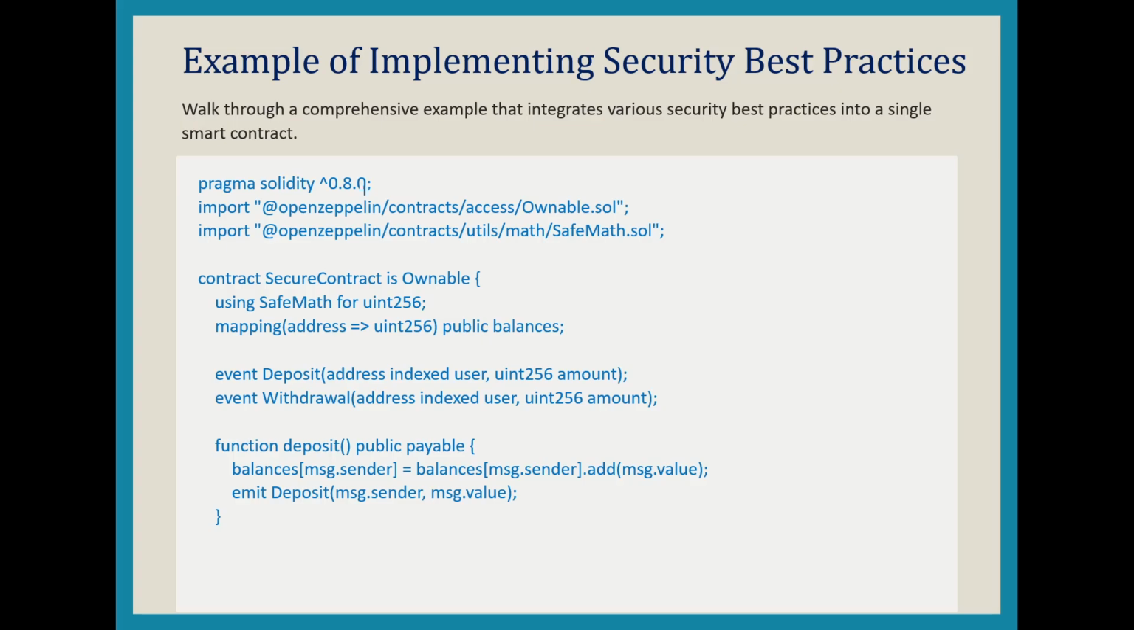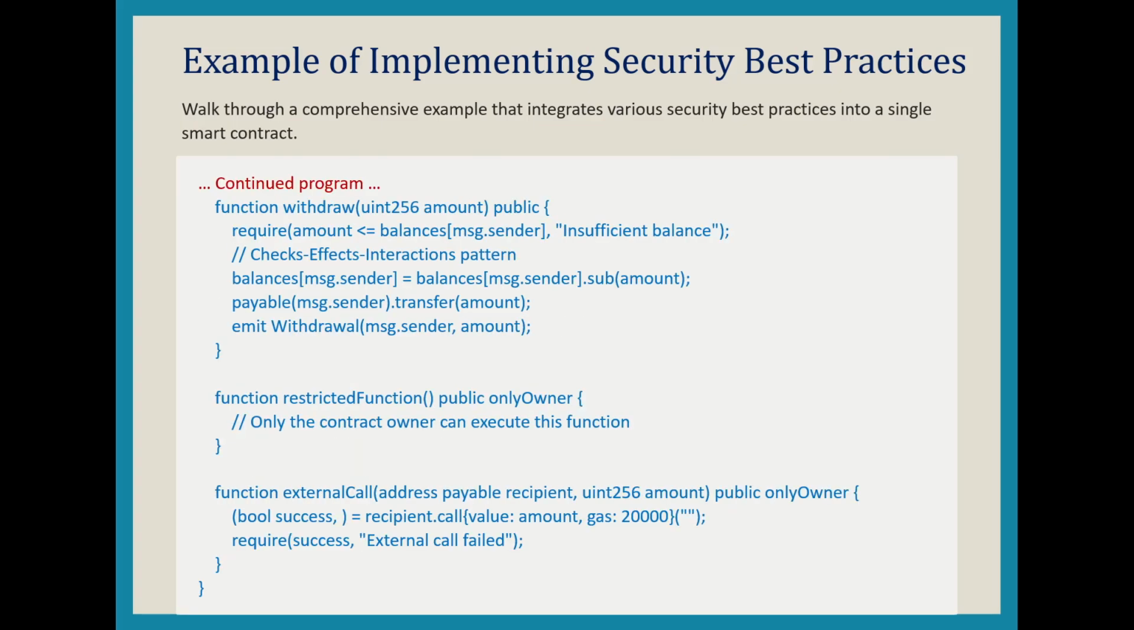The withdraw function allows users to withdraw Ether from their balances. It checks if the withdrawal amount is less than or equal to the sender's balance. So we have put a check in place here to verify that the withdrawal amount is less than or equal to the sender's balance, right? Now we have the withdraw function, which is pretty similar to the deposit function, except we have also put a check over here.